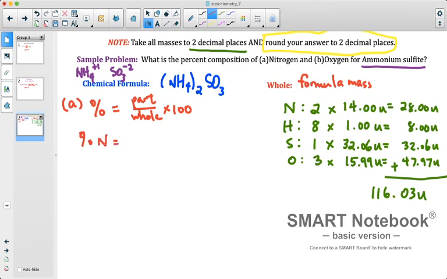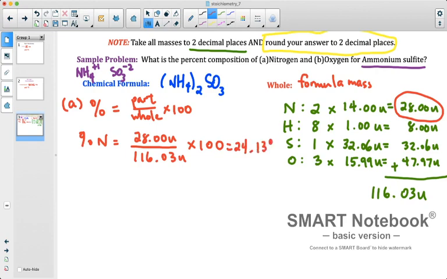Now the part of nitrogen that I have to look for is right here. Since there's two nitrogens, the part happens to be 28.00 atomic mass unit, and the whole is going to be 116.03 atomic mass unit. I'm going to multiply everything by 100. When I do my math correctly and I put it into my calculator, I end up getting an answer of 24.13%. And that's my percent composition of nitrogen.